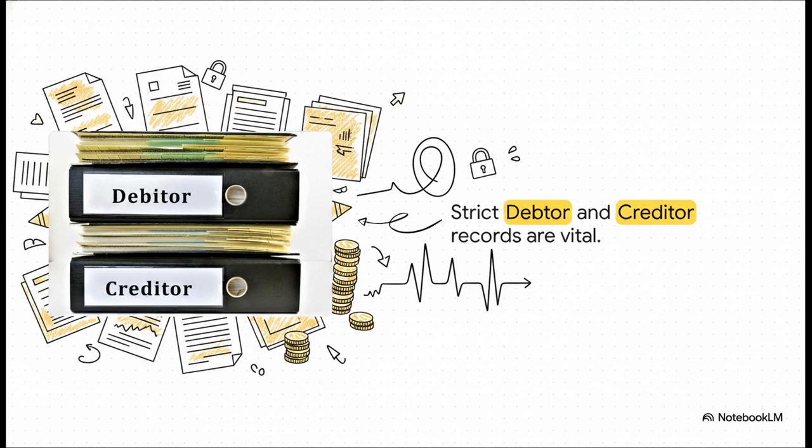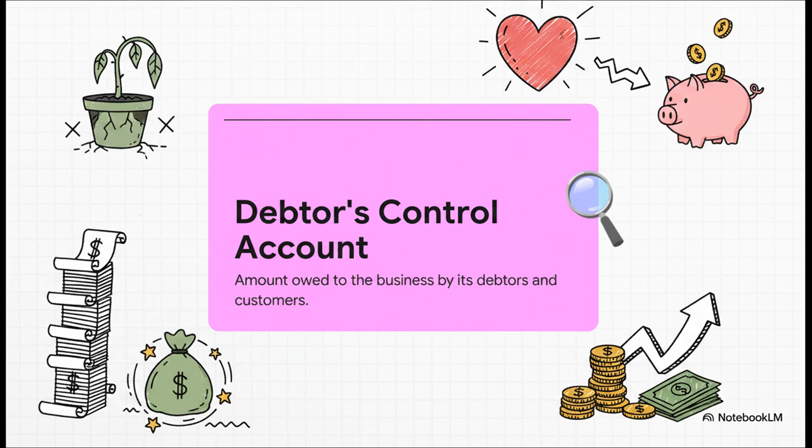It often comes down to keeping literal, physical or digital files completely locked down. This is the actual lifeline of a business. You simply have to know exactly who is holding on to your money. So, a really crucial concept here is the debtor's control account. Simply put, this is the total amount owed to the business by its customers. Think of this account as the heartbeat of incoming cash flow for your entire operation. It's a promise of future cash.